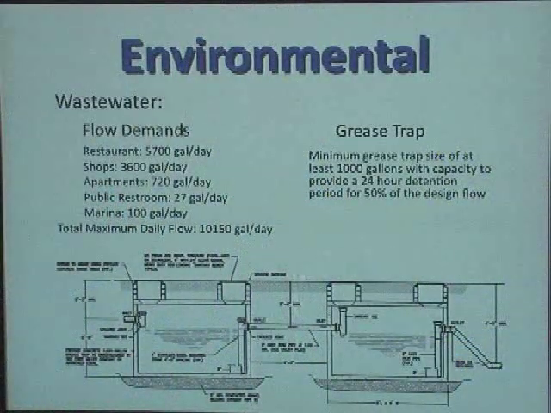Hi, my name is Allison Drake. I am part of the environmental team. The flow demands designed for the site were dependent upon the best and busiest time of year, which is summer, because the marina and the outside deck of the restaurant are in use. For the flow demands, we found flows for the restaurant, the shops, the apartments, public restrooms, and the marina, which totaled 10,150 gallons per day.